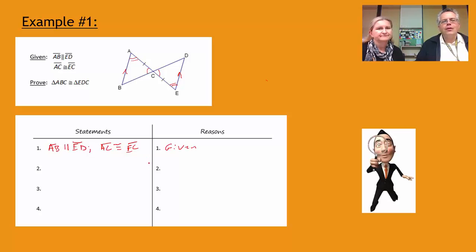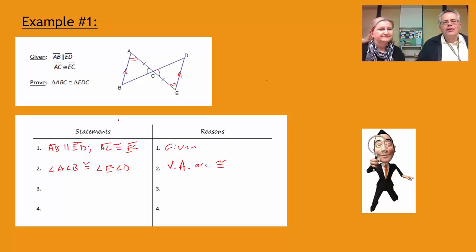Now I have to take care of the fact that these 2 angles are congruent. So we have angle ACB is congruent to angle ECD. And the reason is vertical angles are congruent. I'm going to abbreviate VA, and then I'm going to get lazy because I hate writing. Vertical angles are congruent. Is that okay to do that? Good, as long as we state the reason clearly.